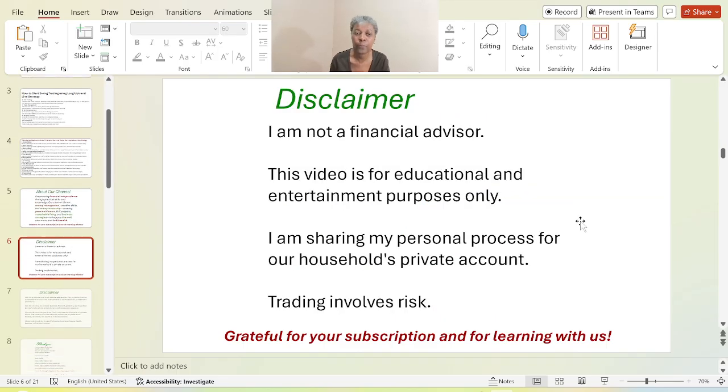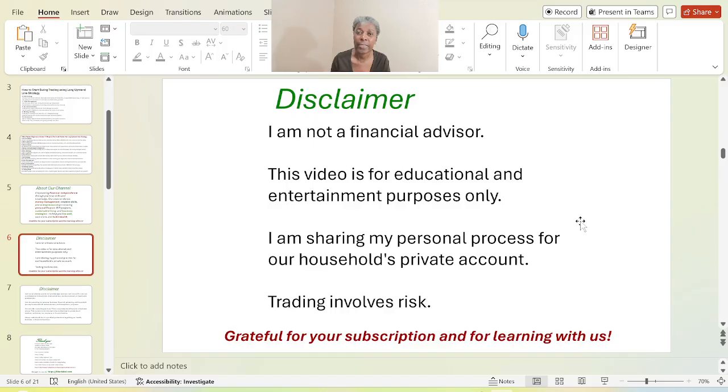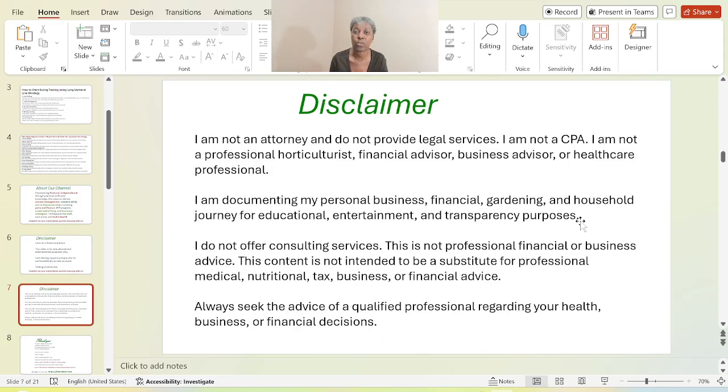And swing trading could be a way to create another stream of income. Just start small and grow your account from there.